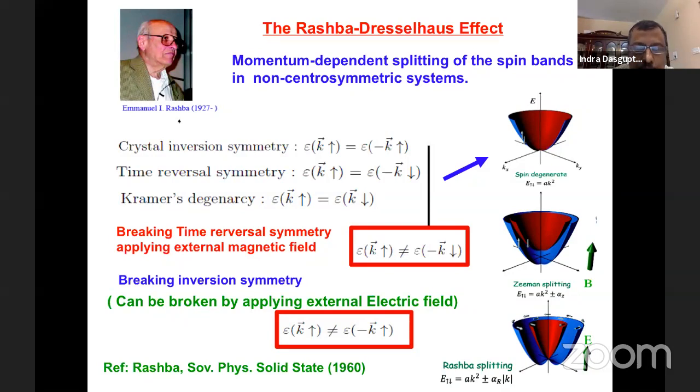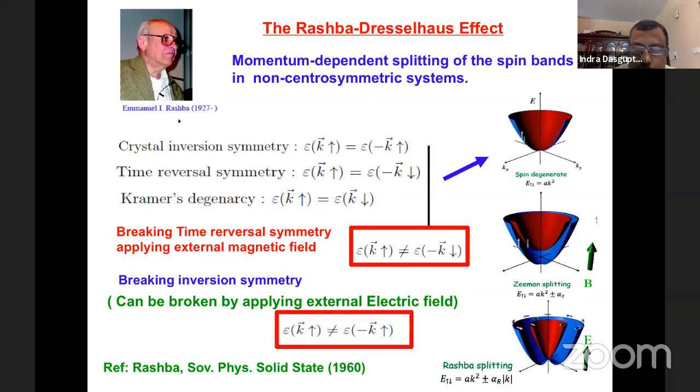Now, you can apply a magnetic field, or by some means go ahead and break the time reversal symmetry. If you break the time reversal symmetry, then you distinguish between an up and down spin band. And of course, this splitting is not a k-dependent splitting. This is a splitting which you, for example, get when you do a spin polarized density functional calculation. So you break the time reversal symmetry and you can split your up and down bands.